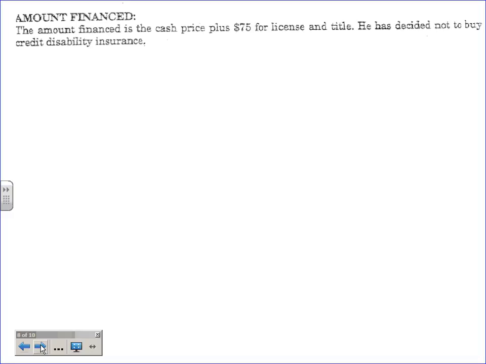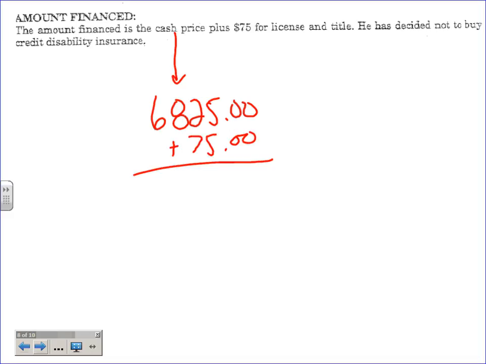First thing we've got to do is this, and then we'll be done for today. So the amount financed is the cash price, which we just got, was what, $6,825.00, right? That was the cash price. And we're going to add on $75 for license and title, because he's got it. This is how much he's asking that credit union for. And he decided not to buy the disability insurance. All right. So that's all we've got. He's not adding that in. So that's what, a 10 there, right? 9, another 10, a 9, and a 6. $6,900. So that's how much he's asking the credit union for.